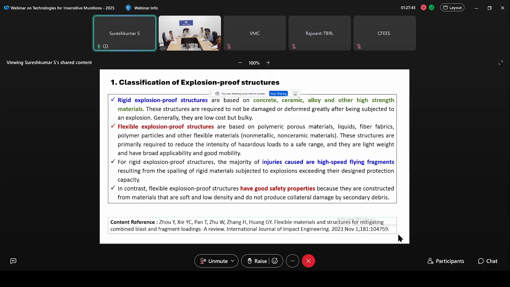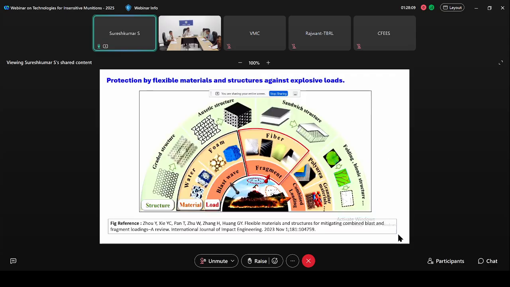So we plan to start with flexible explosion-proof structures by incorporating or enclosing each explosive container. This is proposed to start with numerical simulation only. So in the upcoming slides, I'm planning to provide a numerical solution for the coated or covered explosive casing. That is the main idea.